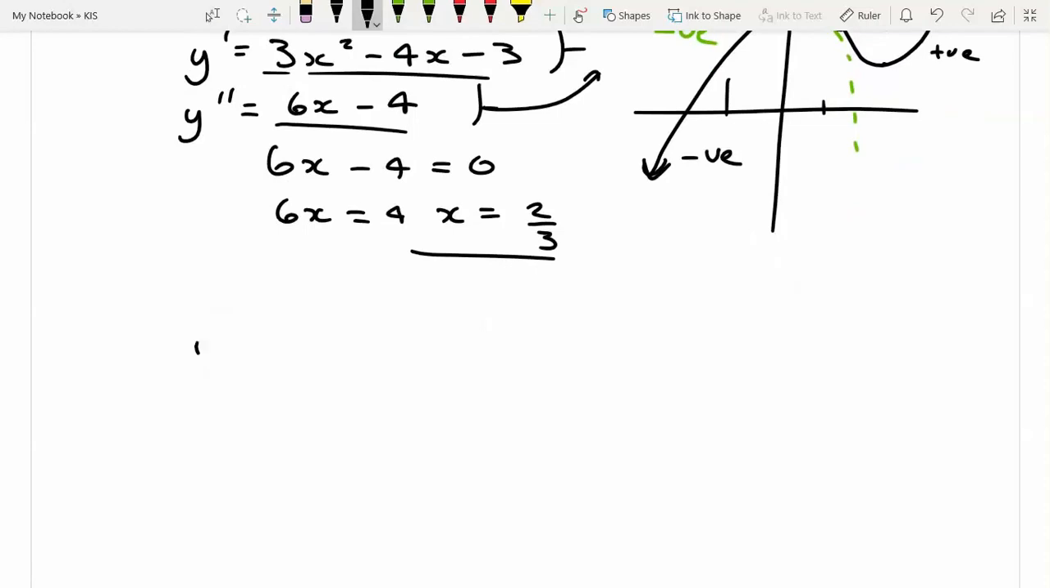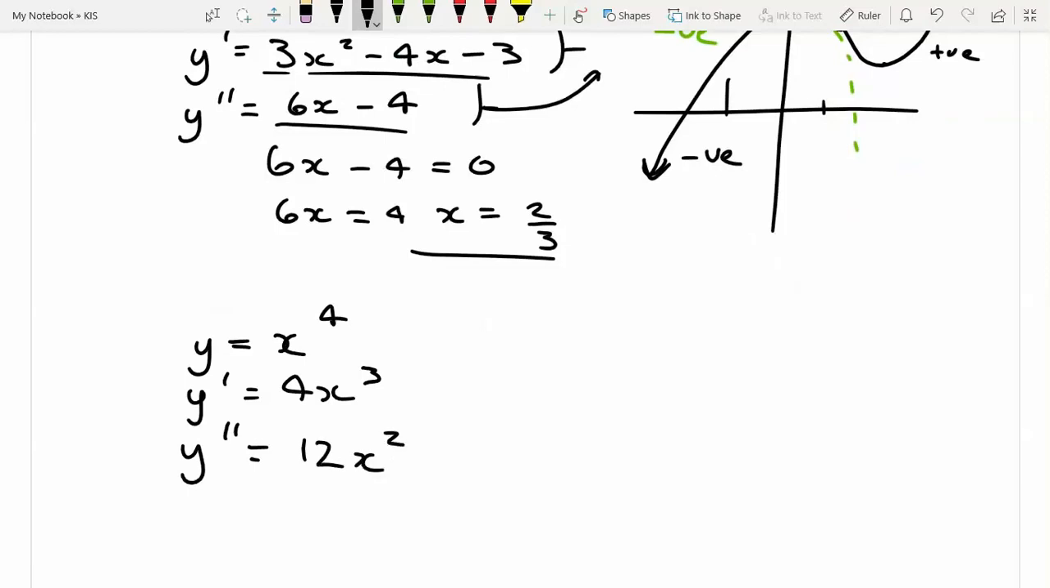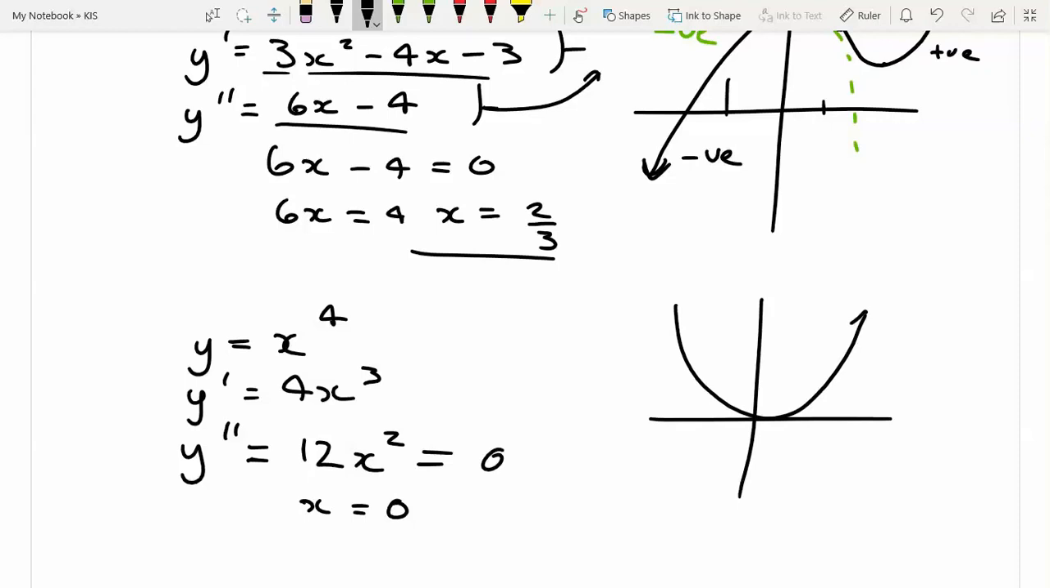Let's have a look at the function y is equal to x to the 4, right? What is the derivative of this? y dash is equal to 4x to the 3, and the second derivative, y double dash, is equal to 12x squared. If we want to find out where the point of inflection is, we let the second derivative equal to 0, and we would get x is equal to 0. Pretty easy. But the thing is, when we have a look at our function of y equals x to the 4, it is actually just a slightly shallower version of y equals x squared to start with, and then it accelerates further.